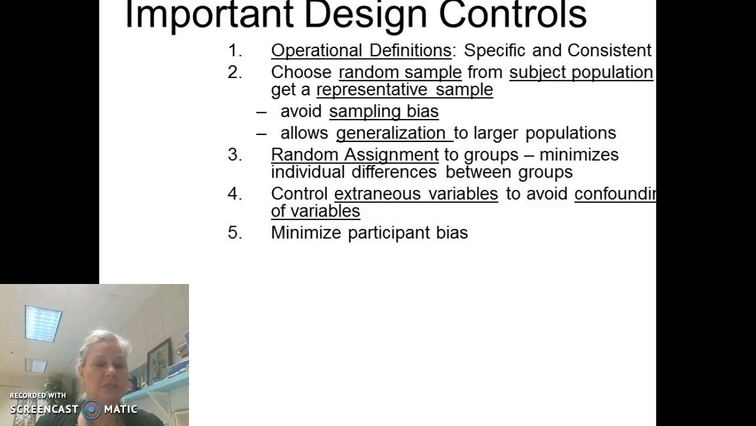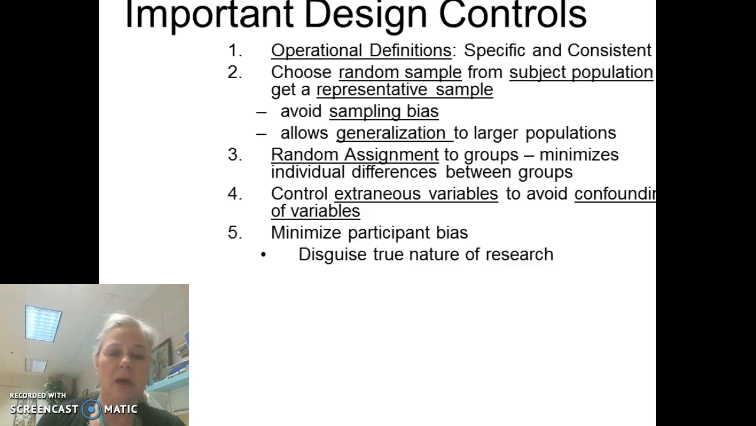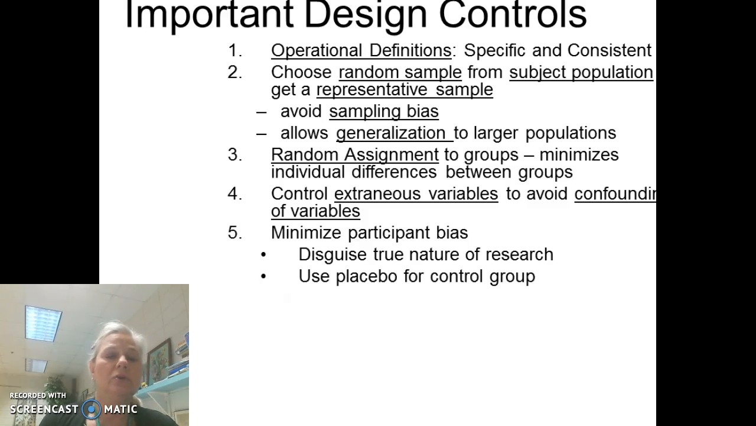Number 4, minimize participant bias. We can do this by, first of all, disguising the true nature of the research, which is something that many researchers will do. In the studies that you're going to look at in the next couple of days, that is indeed the case. They disguise the true nature of the research. Use a placebo for the control group. So if I was doing a medication for test anxiety, I would give a pill that looks very much like the actual medication so that someone would not know whether or not they were getting the treatment or not.